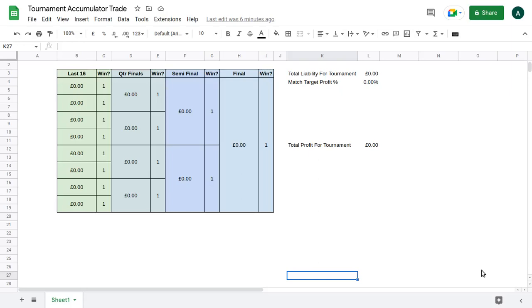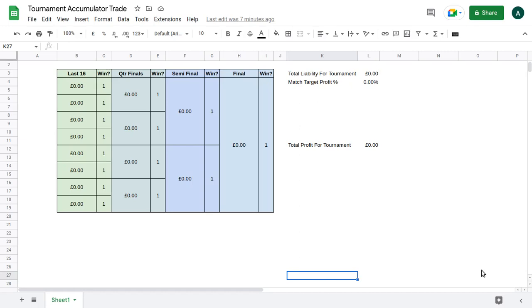Hi there. I thought today I'd go a little off-piste and talk about something that combines a betting accumulator and trading. Now, this technique allows you to set up an accumulator that applies throughout a knockout tournament.